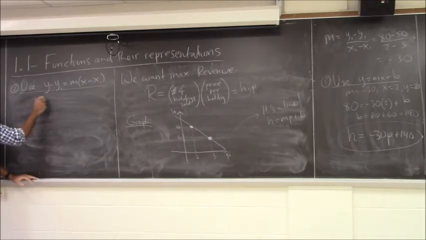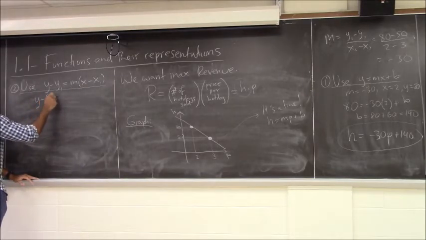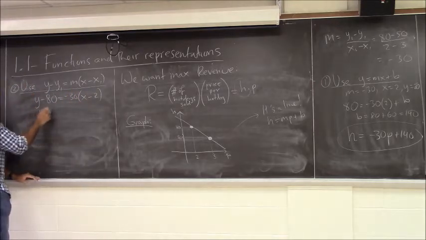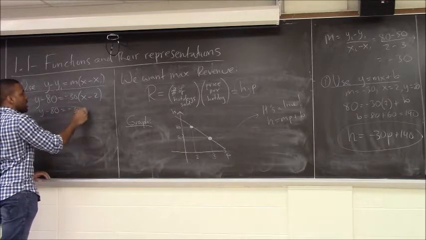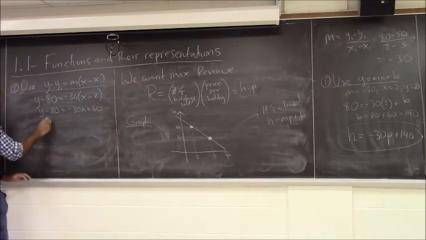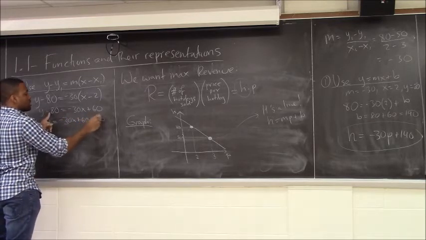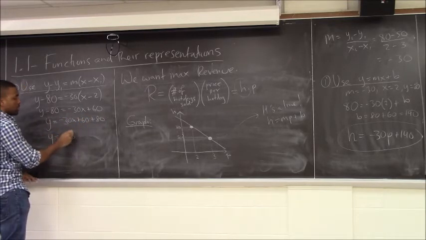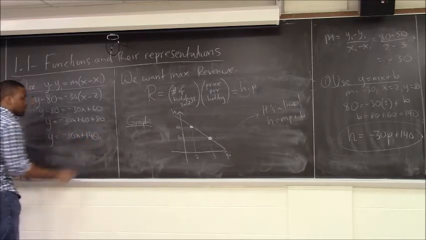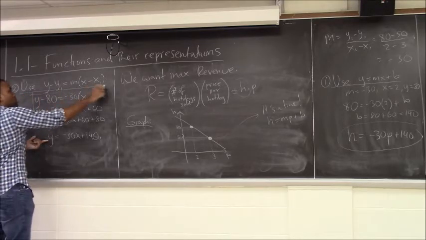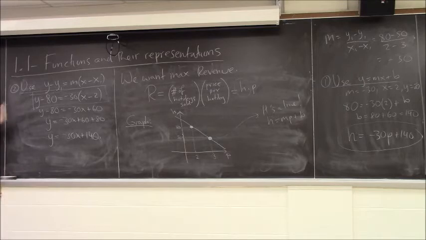But yeah, you'll have y minus 80 equals minus 30 times x minus 2. That's y minus 80 equals minus 30x plus 60. And so your y would be minus 30x plus 60 plus 80. Add 80 to both sides. And so again, I'll end up with the same value. But there are many cases in which I wouldn't really care about you getting here. That would be okay as an answer. And so this would be right. You don't have to solve for another variable. You get it right away.